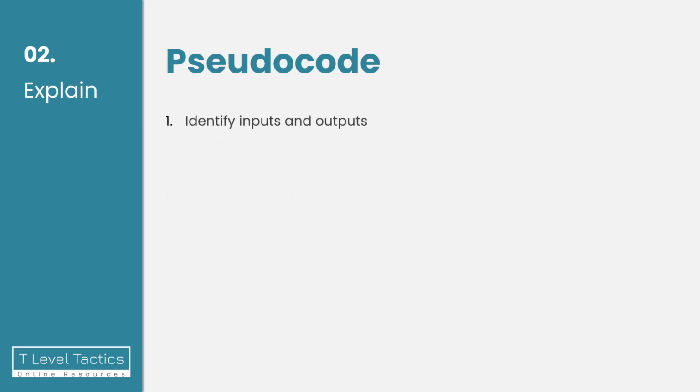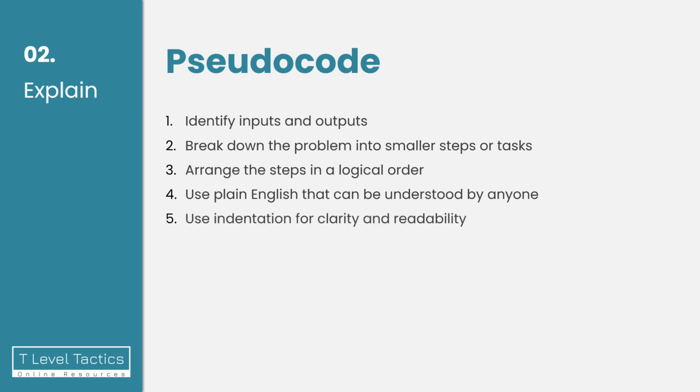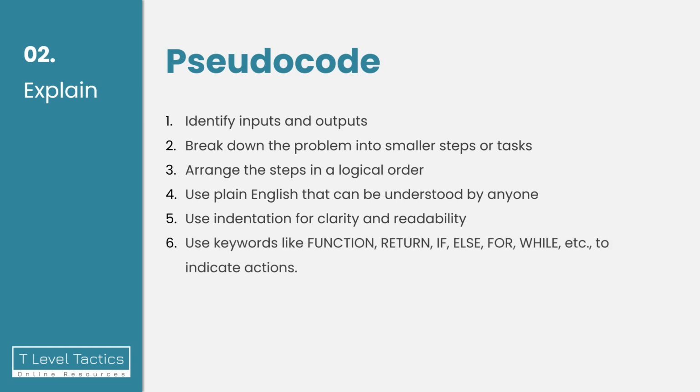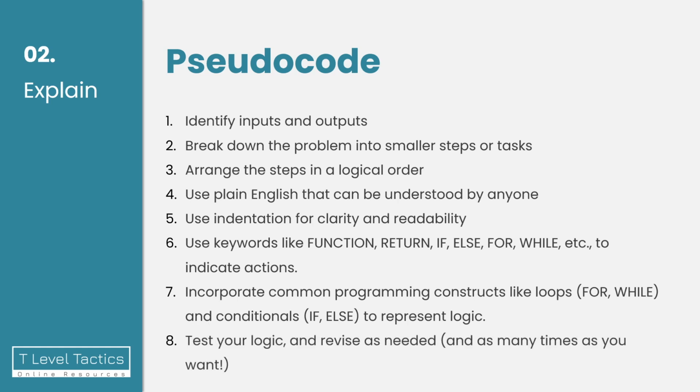Identify your inputs and outputs. Break the problem down into smaller steps or tasks, and then arrange the steps in a logical order. Make sure you use plain English that can be understood by anyone, and use indentation in your text editor for clarity and readability. You can use keywords like function, return, if, else, for, and while to indicate actions. And make sure you incorporate common programming constructs like loops and conditionals to represent logic. And then test your logic and revise your pseudocode as needed. Remember, you can do it as many times as you want or you need.